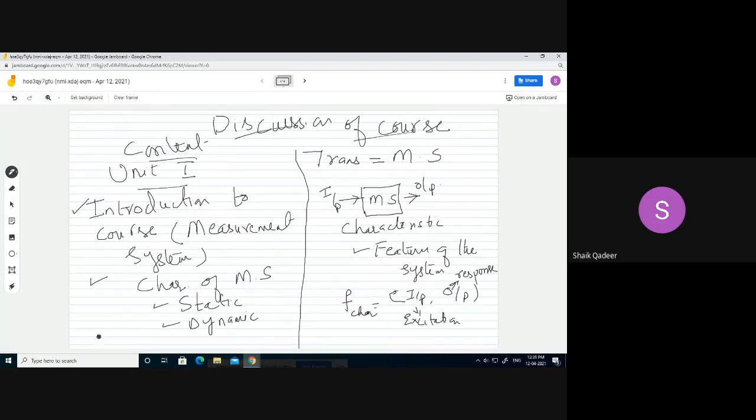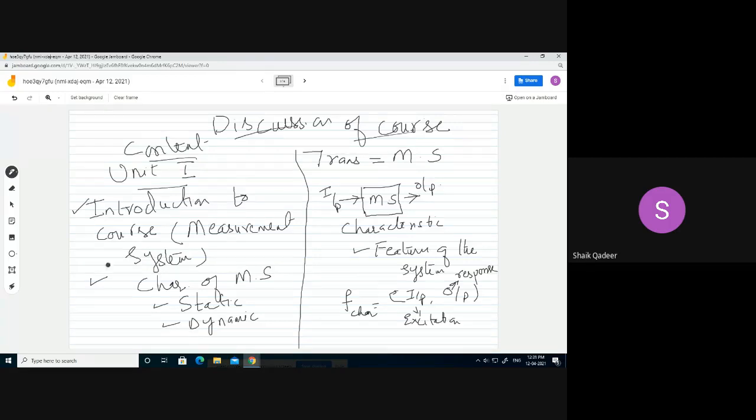Unit 1 course content is as follows. First, in unit 1, we will see the introduction to this course. This course name is Transducer Engineering. The word transducer can also be called, or the synonym of transducer is, measurement system. Short form is MS, measurement system, right?